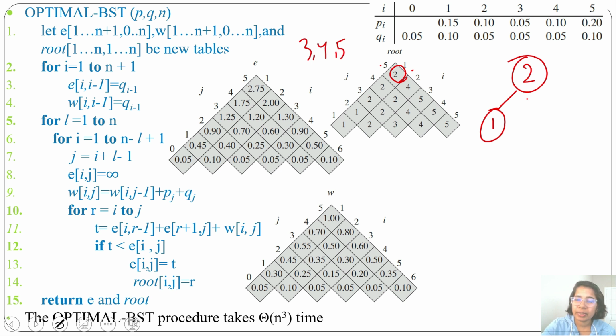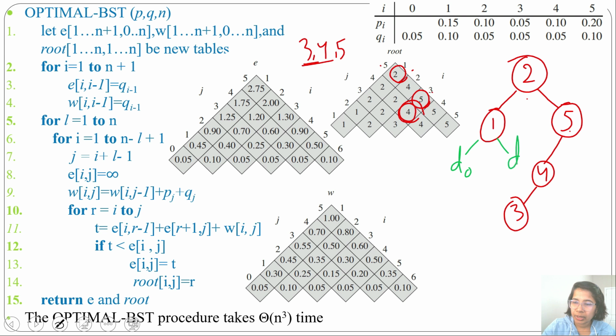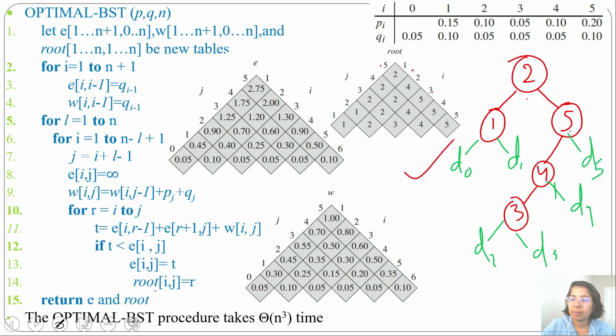Now check root of 3 to 5. Root of 3 to 5 is 5. So for 3, 4, 5, the root will be 5. Now check for 3, 4: what is the root? For 3, 4, root is 4. So 4 will be the left child of 5. Now 3 will be the left child of 4. Next we'll add the dummy keys D0, D1, then D2, D3, D4, D5. So this will be our optimal binary search tree, for which the expected searching cost will be lowest.